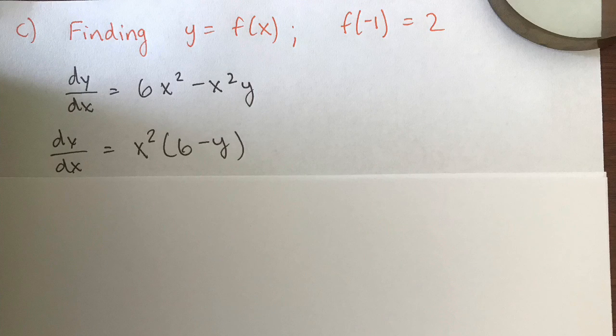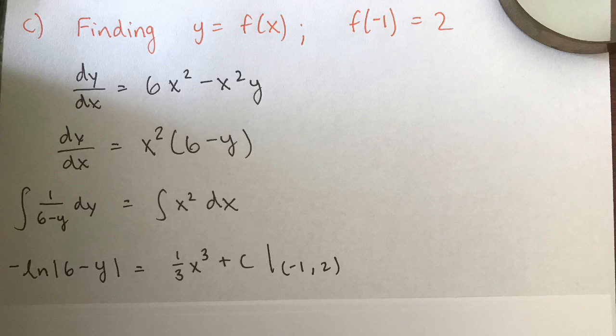So beginning this problem, we want to obviously set up the differential equation dy over dx is equal to 6x squared minus x squared y. We then want to factor out the x squared, so we get x squared times 6 minus y. And then when we separate our variables, we will end up getting 1 over 6 minus y dy equal to x squared dx. And this is where we get our first point.